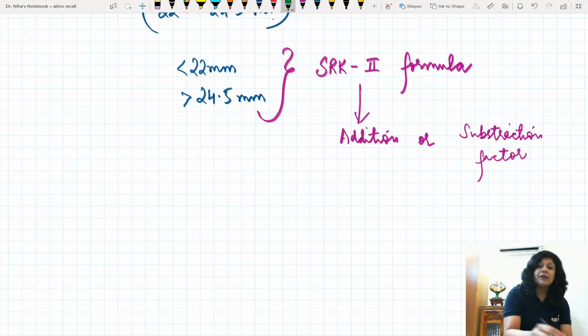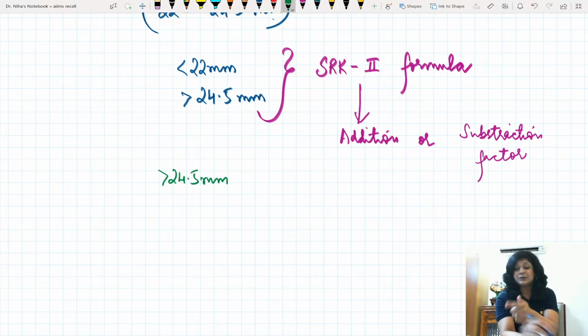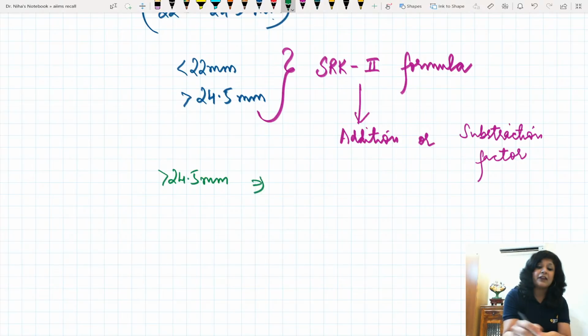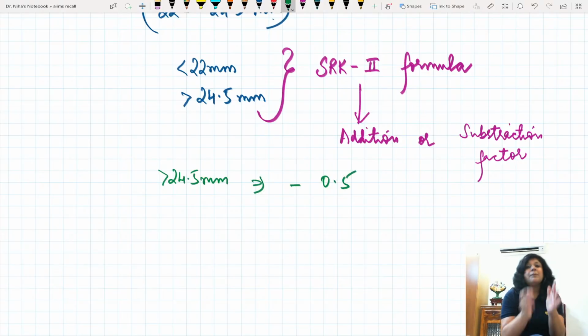See, if you have more than 24.5 mm, so if it is more, obviously I will have to give the subtraction factor, then I will give minus 0.5. So whatever power I am getting, the formula will remain the same. I will have to reduce, minus means I have to reduce 0.5 power from that.